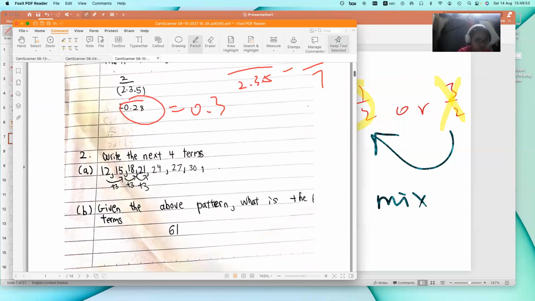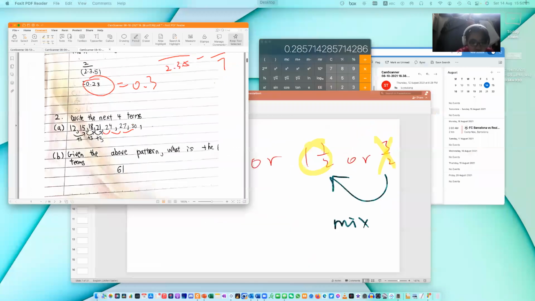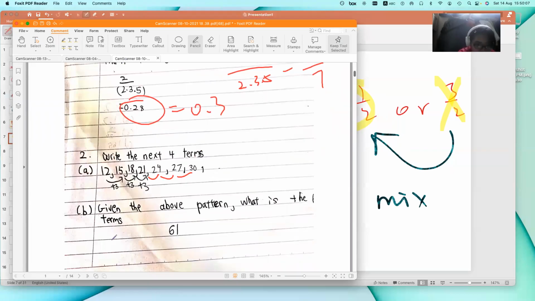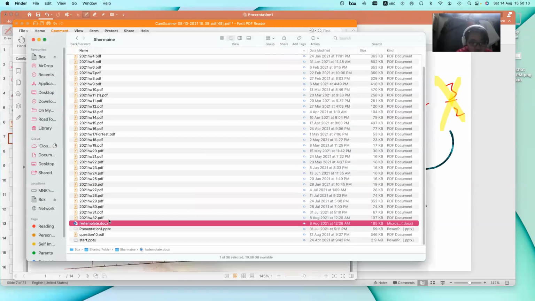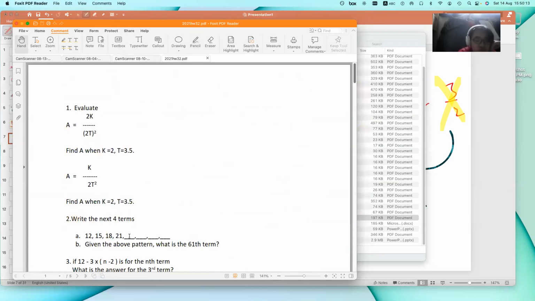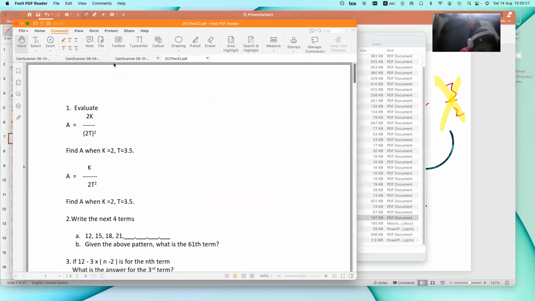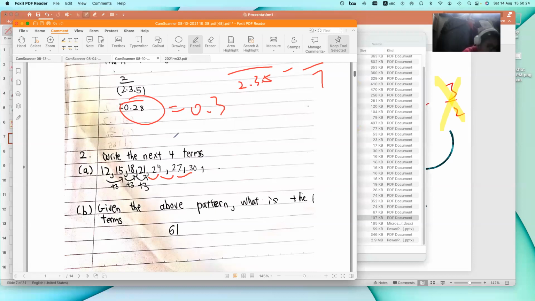Like the next four terms. Let me see. 3, 3, 3. Okay, this is also 3. This is a 3. What's my question? I need to look at what's my question first. I asked you for 4, right? How come you give me 3 only? The last one is 33. Where's the last one then? Can you not see the word 4?